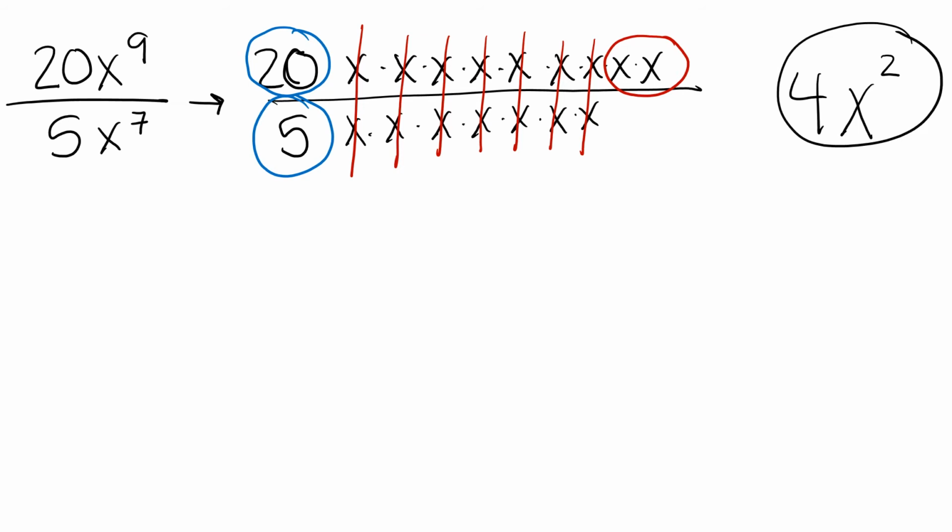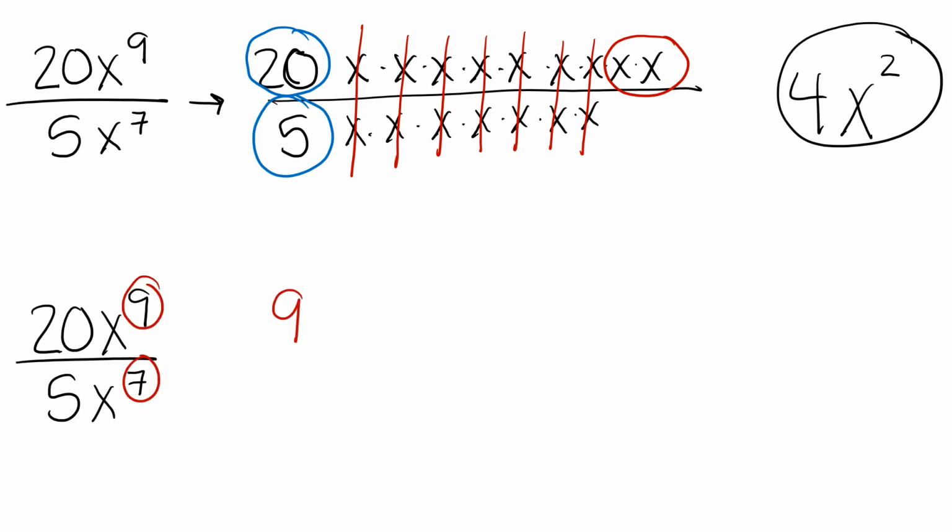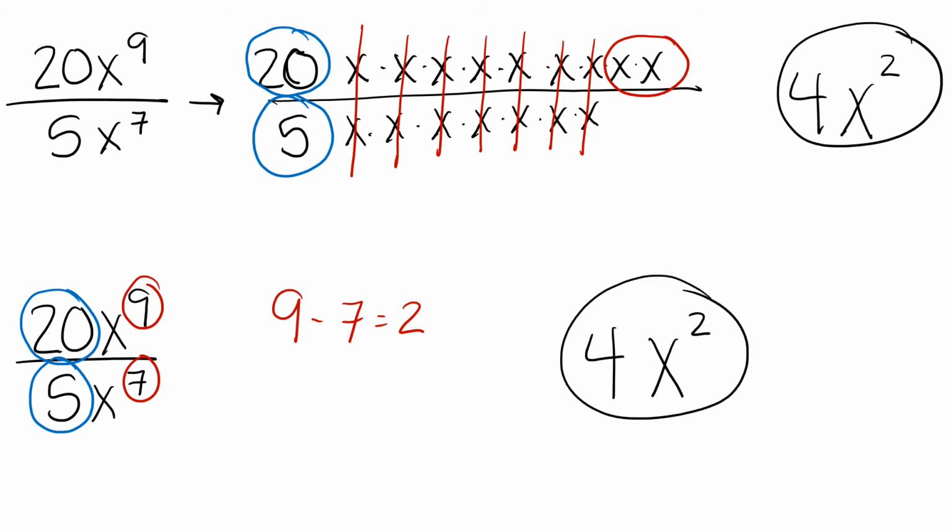If we wanted to use the shortcut, we would use the original problem. Because it is a division problem, our shortcut is to subtract our exponents. 9 minus 7 gives us 2. The base number x stays the same. 2 is our exponent. And we divide our coefficients. 20 divided by 5 gives us 4, 4x squared.